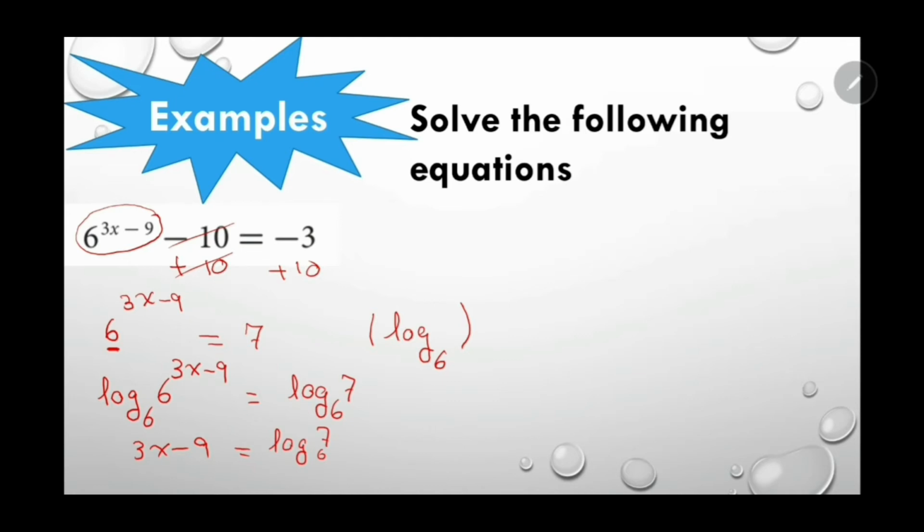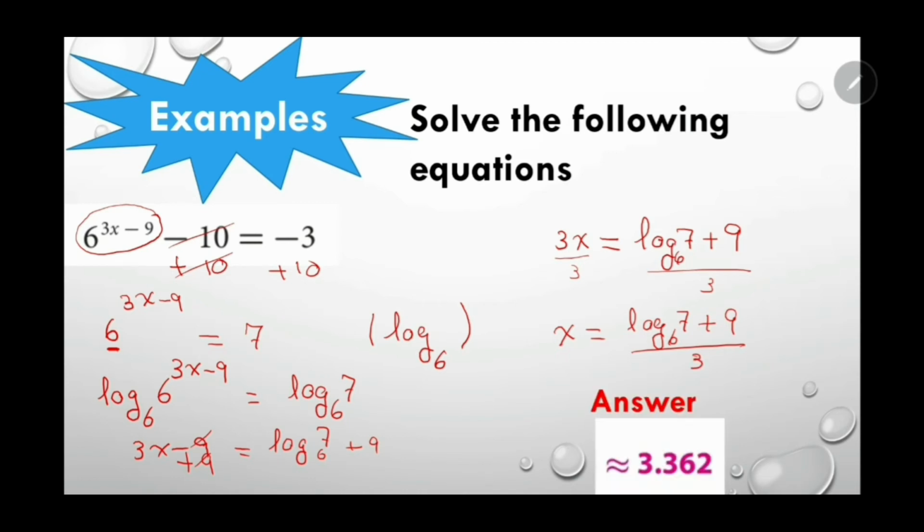Now, to get rid of the minus 9, we add 9 to both sides of the equation. So this will become 3x on the left-hand side equals log 7 base 6 plus 9 on the right-hand side. And then we get rid of the 3 by dividing by 3 on both sides. So x equals log 7 base 6 plus 9, all over 3, and use the calculator to find the result.